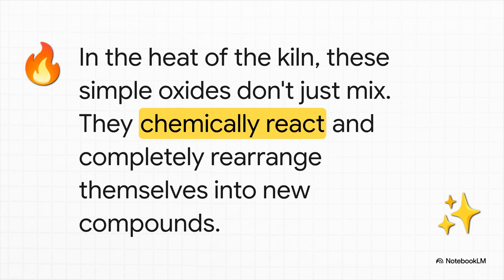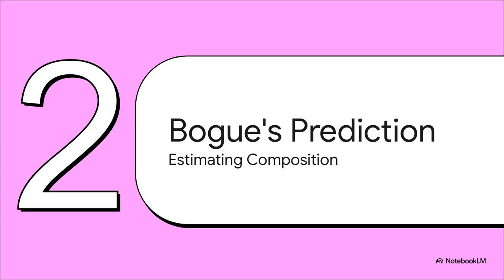This is really where the magic happens. These raw materials, they get heated up to ridiculously high temperatures inside a cement kiln. And they don't just blend together like you're mixing a cake batter. No, they chemically react and completely rearrange themselves into brand new compounds. They become something totally different. So the big question is, how in the world do you figure out what those new compounds are?